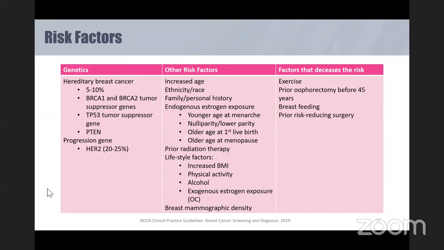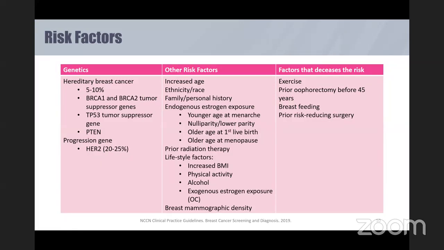Endogenous or exogenous exposure to estrogen, whether through oral contraceptives or hormonal therapy, or because they reached menarche at a younger age, less than 12 years of age, or they reached menopause at an older age. Lifestyle, such as increased body mass index, physical activity, and alcohol consumption, all of these increase the risk of cancer.